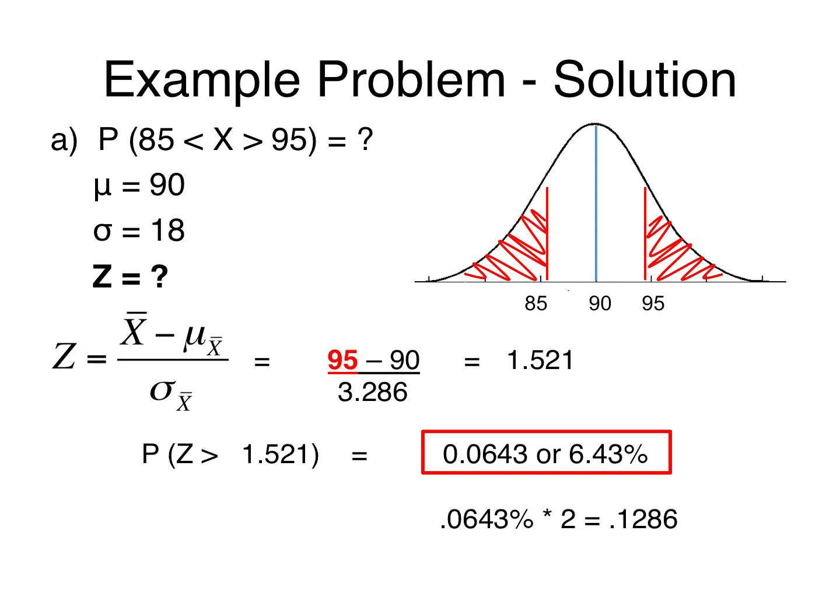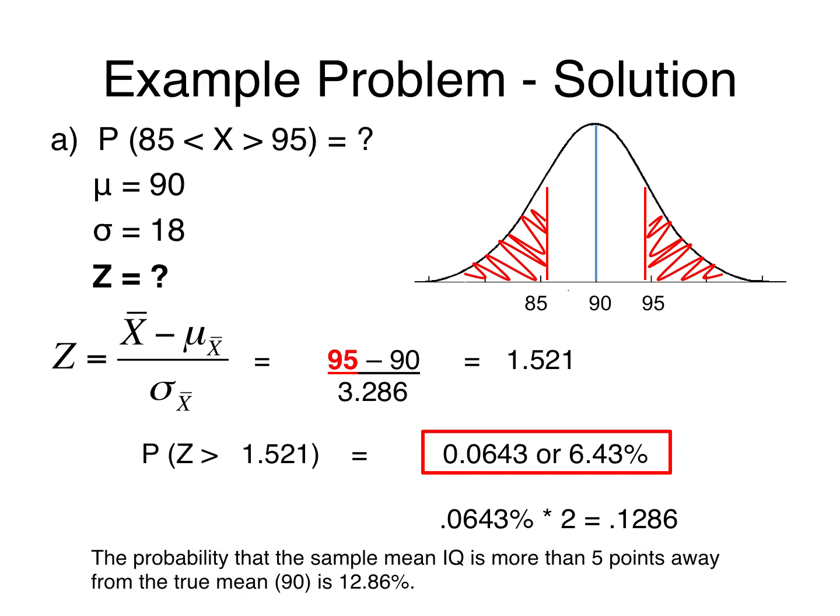The next step is that we add the probability of obtaining a sample mean below 85 and the probability of obtaining a sample mean above 95. And this gives us 12.86%. So we conclude that the probability that the sample mean IQ is more than 5 points away from the true mean of 90 is 12.86%.